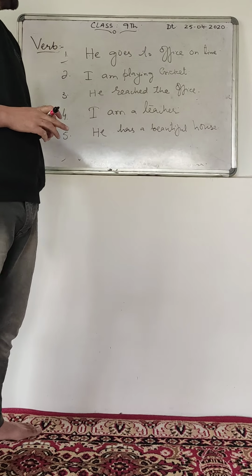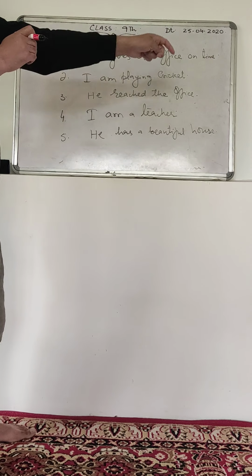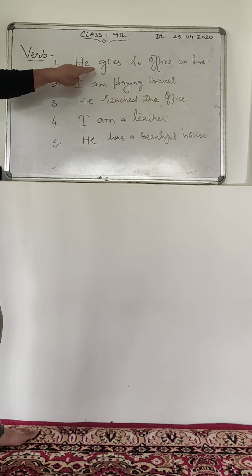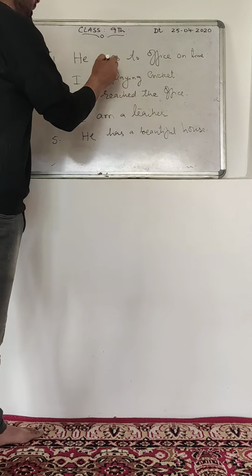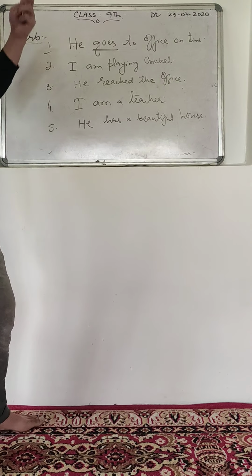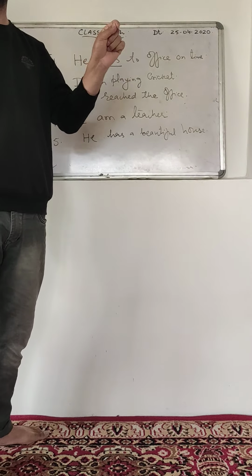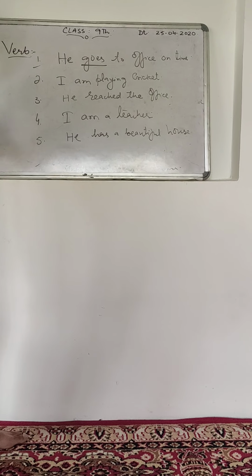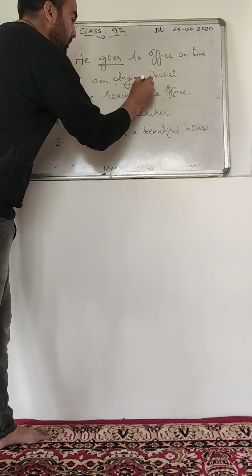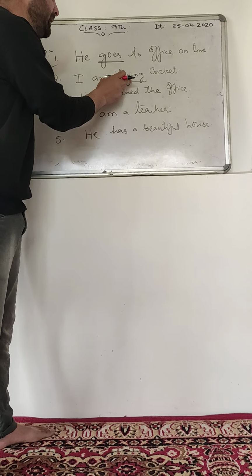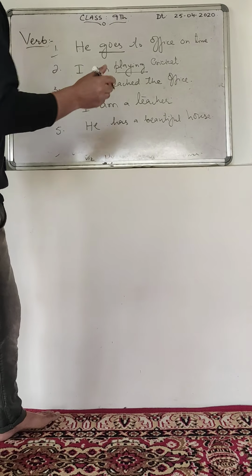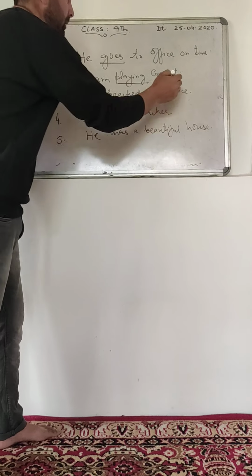Dear students, I have written here different sentences. Let us see what is a verb in these sentences. Here, I may tell you, he goes to office on time. Here, goes is a verb. So we have to see what it indicates. I have already told you a verb indicates an action or a situation in a sentence or a state in a sentence. Here, I am playing cricket. See, playing is a verb. Although am is also a verb, but playing here is the main verb. Am is a helping verb. So we will go with playing is a verb.